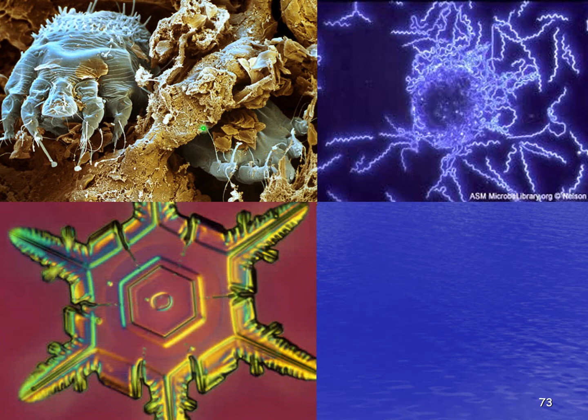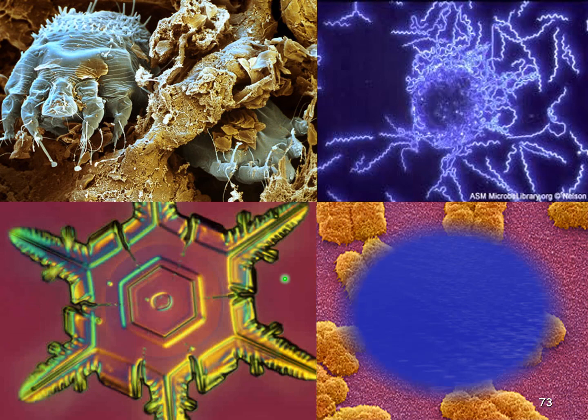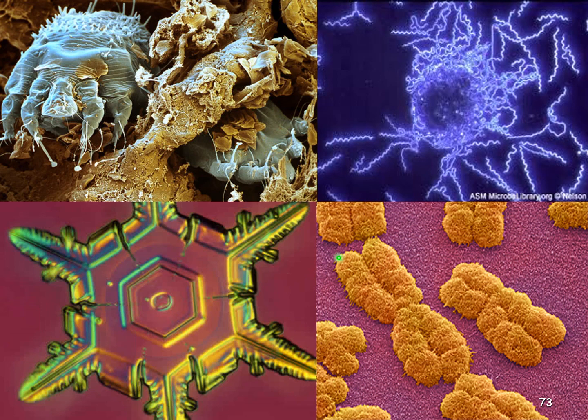This one actually is a phase contrast microscope, and this was very interesting just simply because of the item that we're looking at, and that actually is a snowflake. And then this is a transmission electron micrograph of chromosomes.